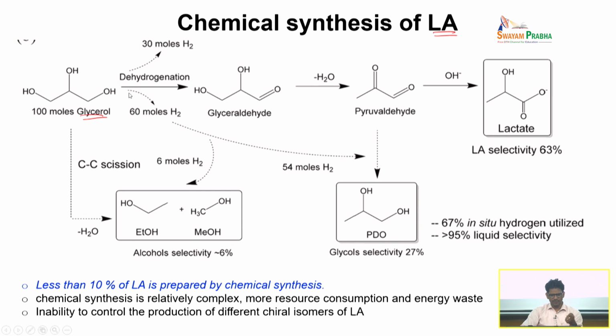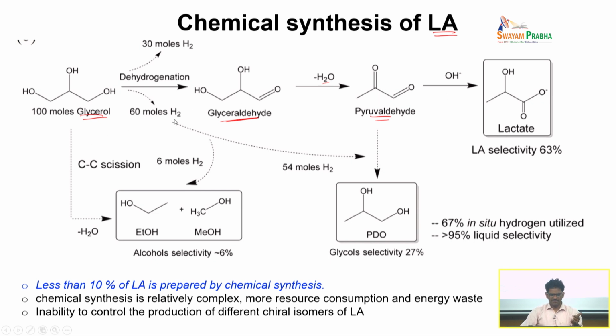So, when you try to extract hydrogen from here, you get what is called this glyceraldehyde, and then you extract water away from this, you get something called pyruvaldehyde, and then you remove one more OH, you get this lactic ion, which is called lactate, and the selectivity here is only 63%. That means, if I take 1 mole of glycerol, I am going to get only 0.63 moles of lactic acid. What happens to the rest? Well, there are a lot of side reactions. Things do not happen in this particular expected way.